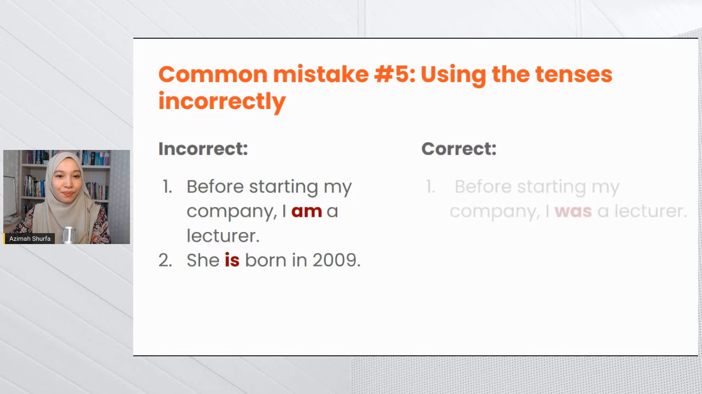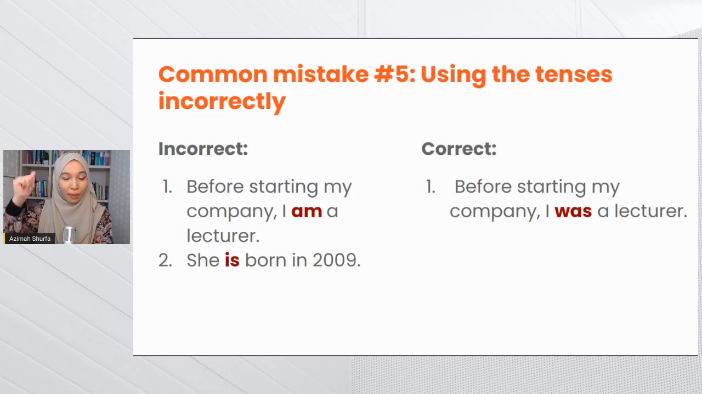Correct form. Before starting my company, I'm talking about the past. So before I did this, my English Matters, I was a lecturer at a university. Not I am, because I'm no longer a lecturer at a university. I was. You see that? Okay. What about number 2? This is actually a passive form.